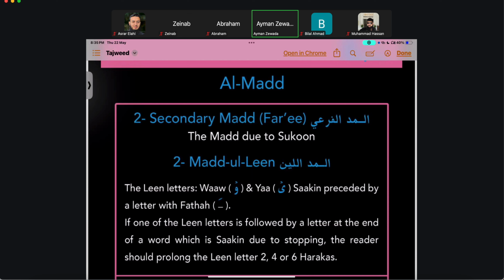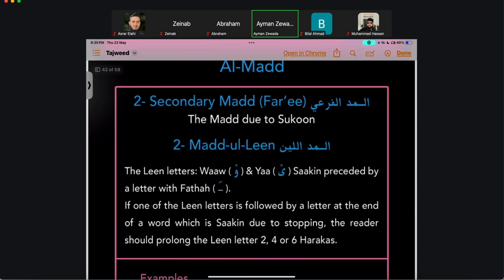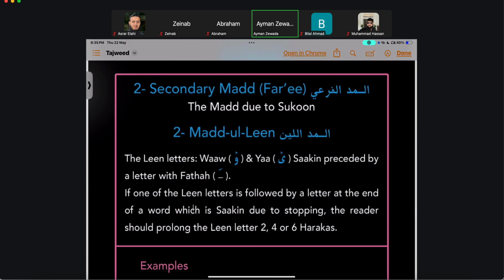All right. Again, we're still on the Fari Mad, and we're still on the Mad due to Sukoon, the second of them, Al-Mad al-Leen. The Leen letters, Waw and Ya Sakin, preceded with a Fatha. Now remember when we said back in the very first part, that the letters of Mad is the letter, Alif, Waw, or Ya, preceded by its little sibling. So Alif before it is a Fatha, Waw before it is a Dhamma, Ya before it is a Kasra. Mad al-Leen, the Leen letters, is only Waw and Ya when preceded with a Fatha. Bit of an exception here.